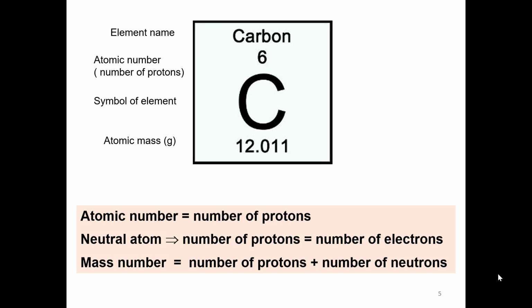In the periodic table, you will also find additional information for each element. For example, in this case, we have carbon, and you will find the element name and the atomic number, which corresponds to the number of protons. Also, in the case of neutral atoms, the number of protons equals the number of electrons.